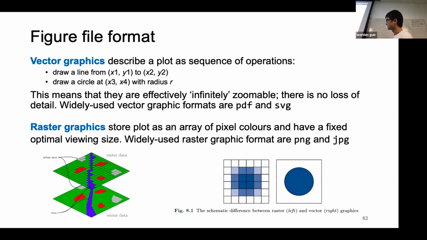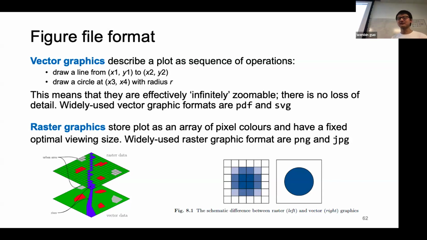So basically, the figure format can be categorized into two groups, two types. One is the vector graphics. So basically, it describes a plot as a set of operations. So this is really what we want, because when you define them as operations, then no matter how you zoom in, you always get the same resolution of figures, as clear as possible.